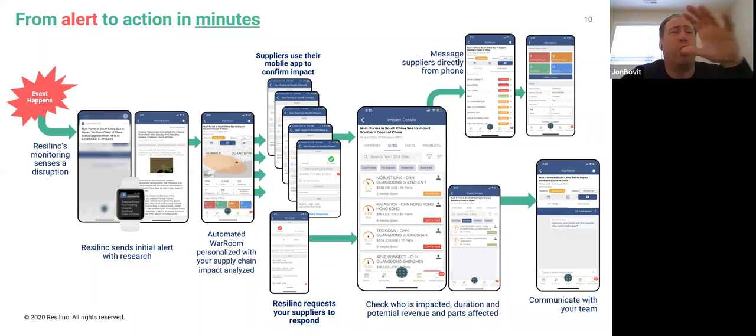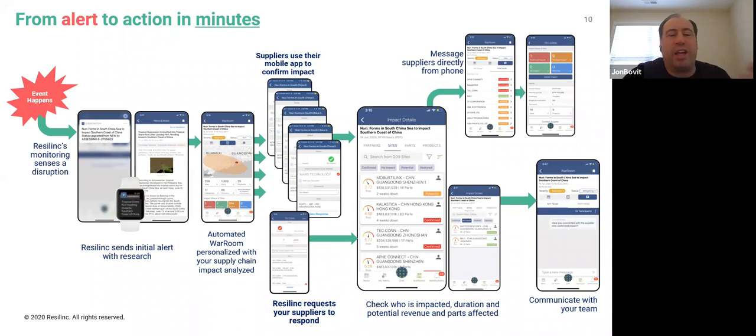Suppliers also get automatically communicated these issues from Resilinc, so they can then respond and just say, hey, no, I'm not impacted, or yes, I am. They can confirm impact. We can gather all that information. You can actually see which suppliers confirmed and which ones didn't. And then you can message suppliers and say, hey, can you confirm or deny whether you've been impacted? If you've been impacted, tell me what happened. How long will you be out? So again, it really automates the collection, analysis, and taking action on these.